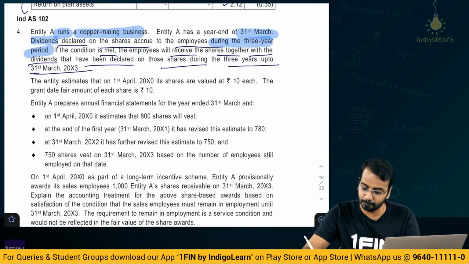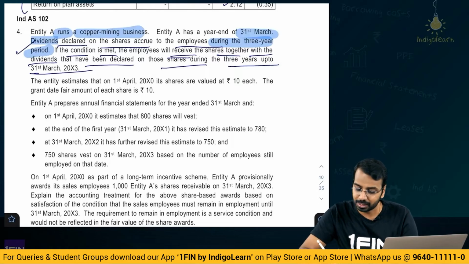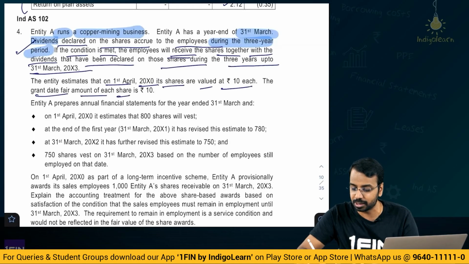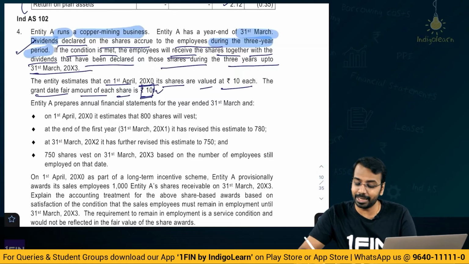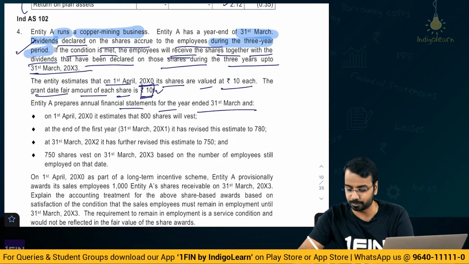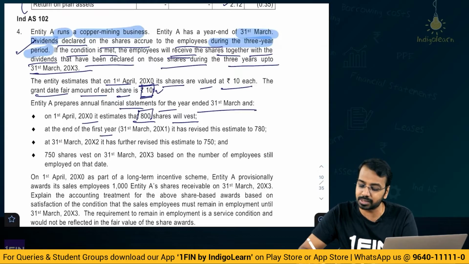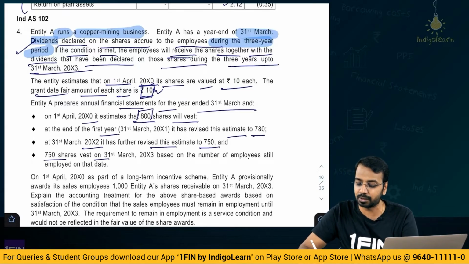So what has happened? If the condition is met, they will not only receive the shares, but dividends also will be paid. Okay. The entity estimates that on 1st of April of year 0, its shares are valued at rupees 10 each. The grant date fair amount of each share is rupees 10. So, this is the grant date fair value of each of the share, which is rupees 10. Okay. Entity A prepares annual financial statement for the year ended 31st of March, and on 1st April it estimates that 800 shares will vest. So, that is the initial date you have made the assumption. At the end of the first year, it has revised its estimate to 780. At 31st March of year 2, it has further revised this estimate to 750, and 750 shares vest on 31st of March of year 3.